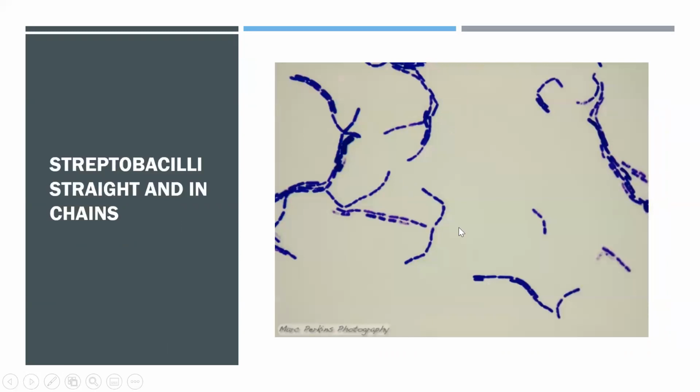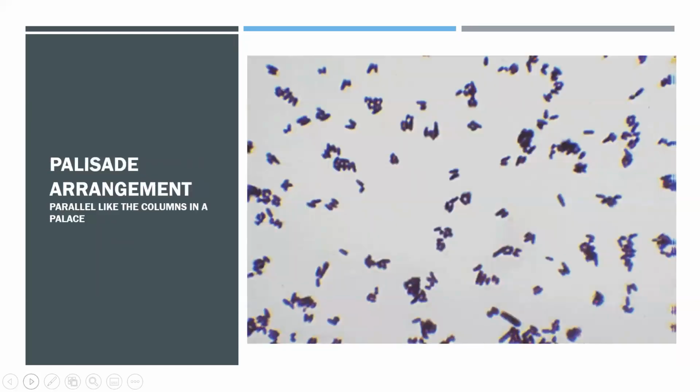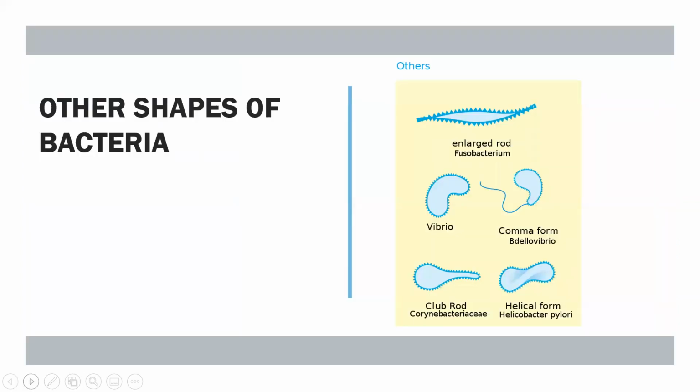Here we have a Streptobacilli arrangement. Here's a palisade arrangement. And as you see, it's kind of a random number, and they're clusters all over the place, but they do tend to line up nicely in these little rows. Then there are some other shapes. So we've got the fusiform bacteria, which it says is an enlarged rod, but I like to think of it as being pinched on the ends. And then I remember that like fused, like it's fused on the ends.